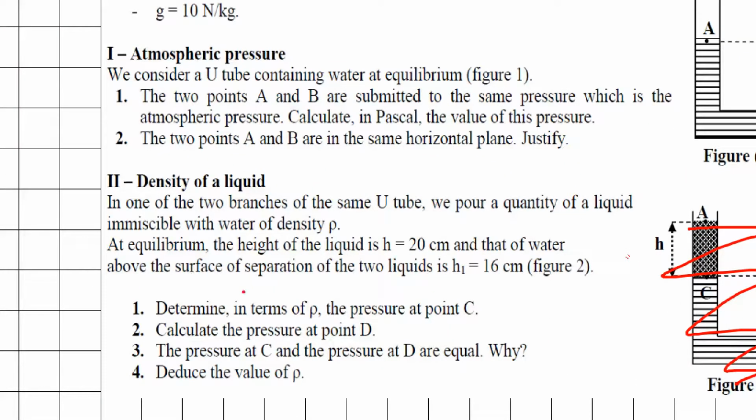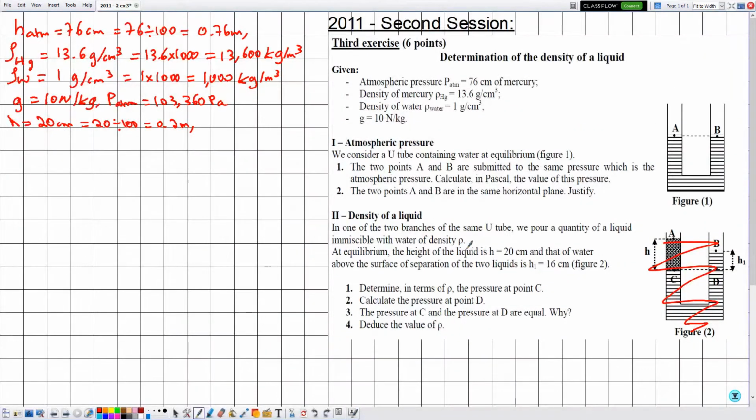And the height of water above the surface of separation of the two liquids is h1 equal to 16 centimeters. Knowing that centimeters is not a unit of length, we take 16 divided by 100. Then the depth h1 is given by 0.16 meter. And they mentioned figure 2, now we are allowed to use it.